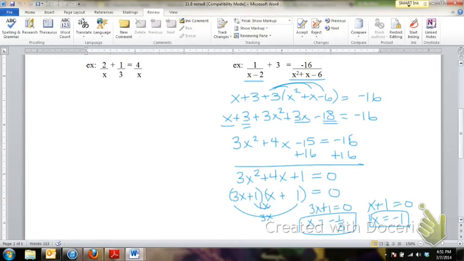And that's 11.8. Not a great section. You just sort of have to trudge through. Remember to factor everything and multiply all terms by the common denominator and get rid of all your fractions. And then just solve it on out.